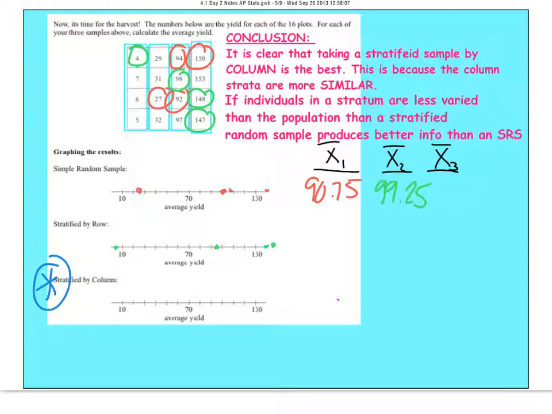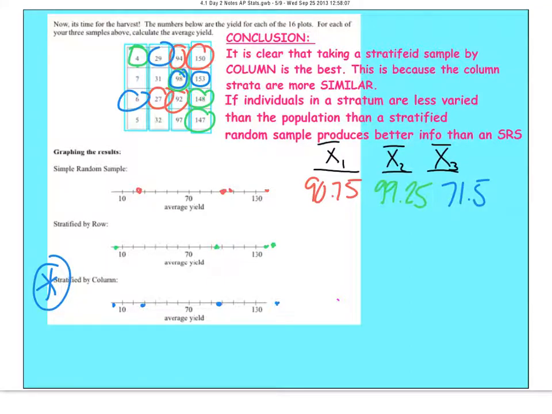Lastly, let's look at if we stratified by column. In those, the ones that we chose were in columns with the third, the first, the second, and the second. Now I circled those in the blue. When you plot them, you do see quite a bit of spread, but you see that they're kind of in various spots. We get a nice sample of the range of the data. When we compute the mean of those values, we actually get 71.5 for the yield.